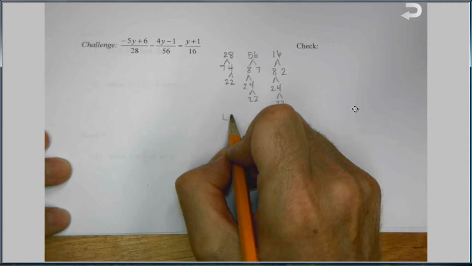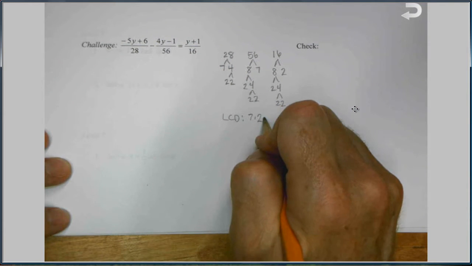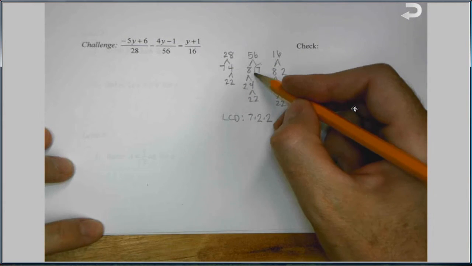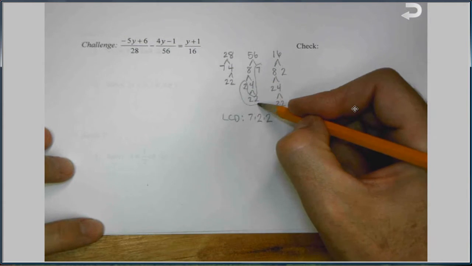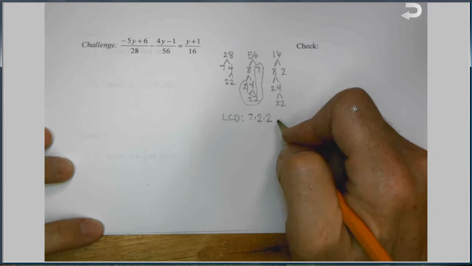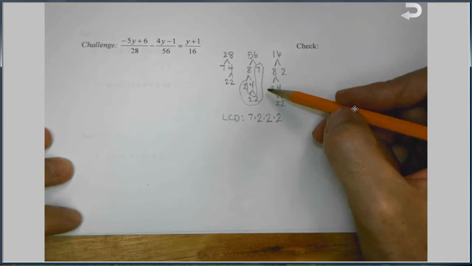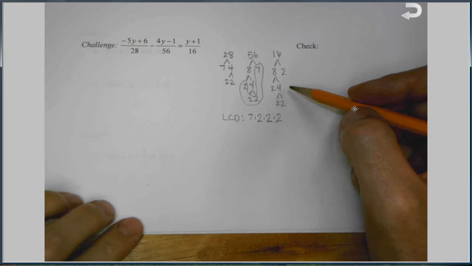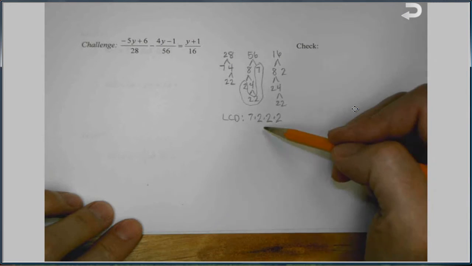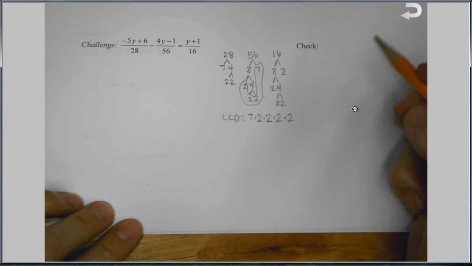When I form my LCD then, I have 7 times 2 times 2 for my first denominator. And for my second denominator, I have quite a bit. 3 2's. I already have 2 here which I can share, but I do need one more 2. And then I have the 7 which is already there, so I can share it. And my last denominator, I have 1, 2, 3, 4 2's. I've already got 1, 2, 3 of them here, but I do need one more 2 to make it complete.